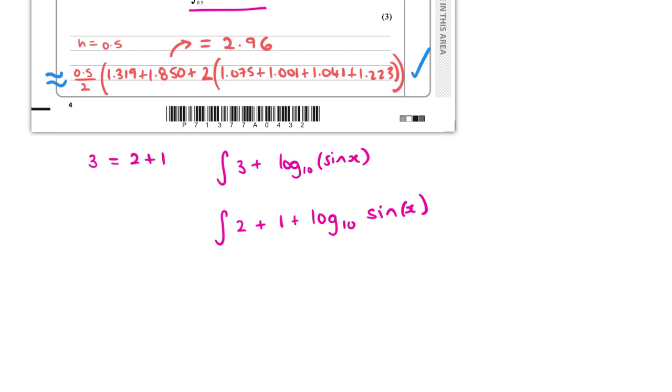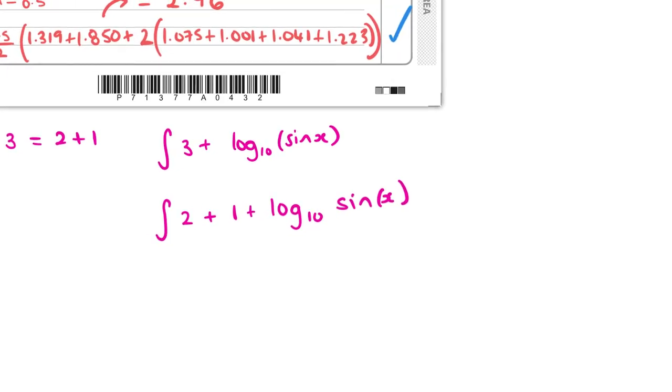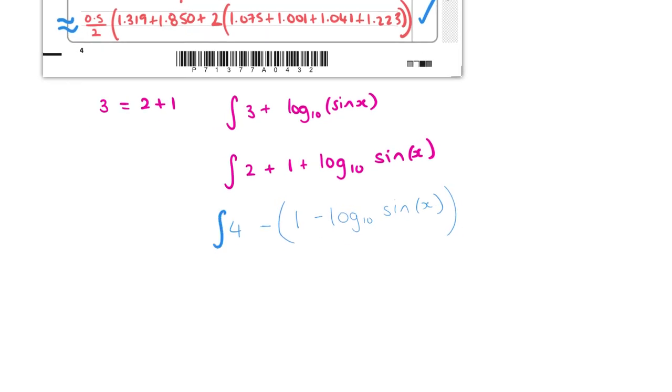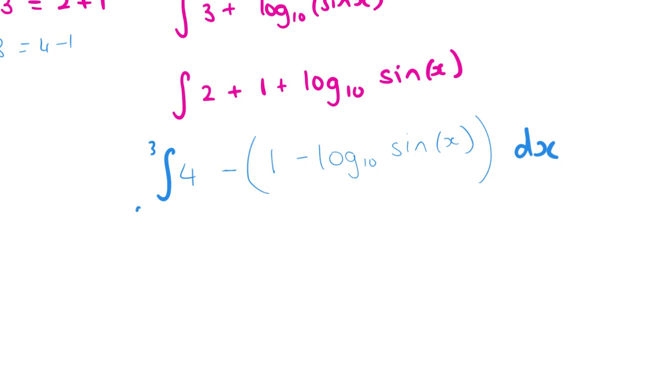So actually, it's better, I think, how could I get this to be a minus? Well, if I want 1 and minus log to the base 10 of sine x, what number could I put? Actually, I could put minus 4. Why? Because 3 is also 4 minus 1, isn't it? Yeah? So this is what I can rearrange this to. So this is all about manipulation. Now, again, this is between 3 and 0.5.